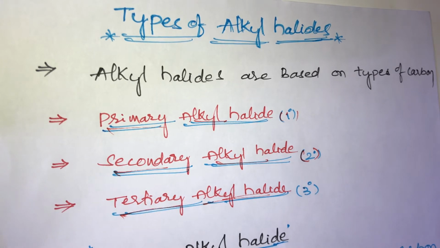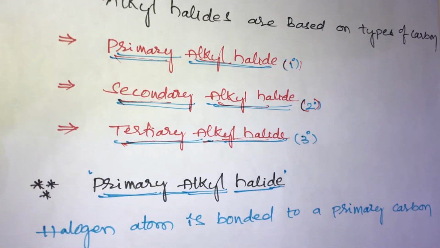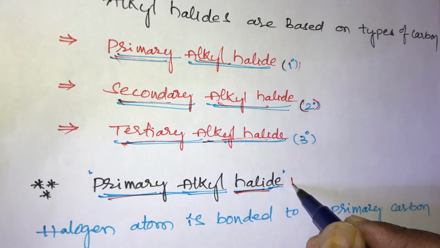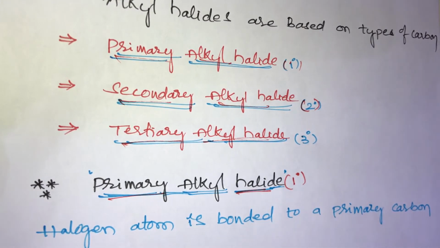Now we are discussing the first one, primary alkyl halide. What is primary alkyl halide? This primary alkyl halide is denoted by 1 degree. What does primary carbon mean? When a carbon is bonded with only one other carbon, it is known as a primary carbon. So when a halogen atom is bonded to a primary carbon, that's why it is called primary alkyl halide.